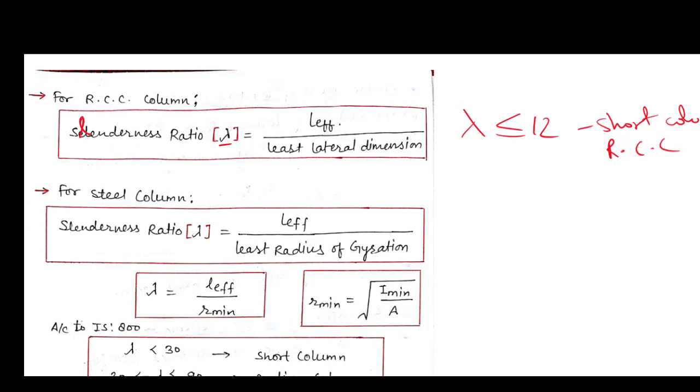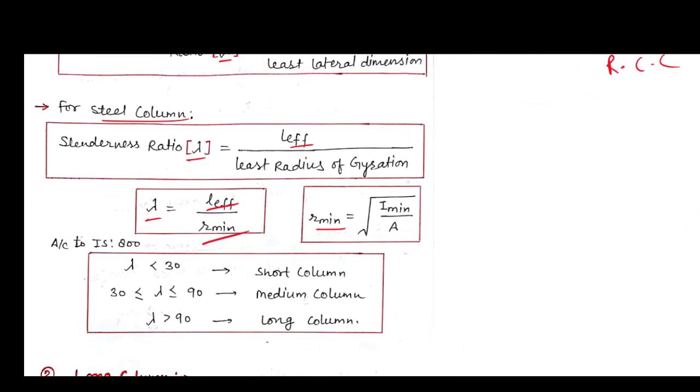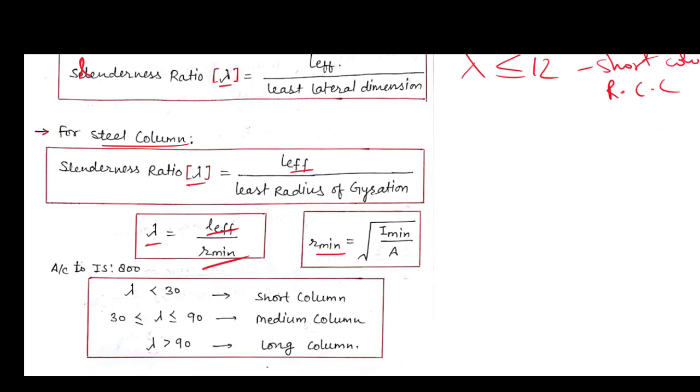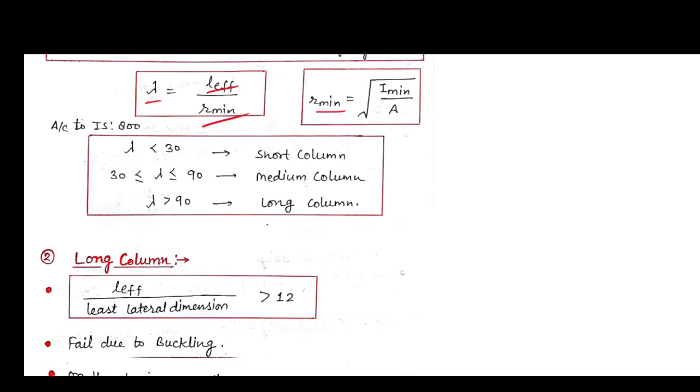In case of steel, if you are using a steel column, then slenderness ratio lambda is equal to L effective upon least radius of gyration. Here least radius of gyration, R minimum, is calculated by the square root of I minimum upon A, and lambda is L effective upon R minimum. So for a steel column it will be a little changed, it will be divided by the least radius of gyration, that is R minimum. According to IS 800, this is the IS code for steel structures.